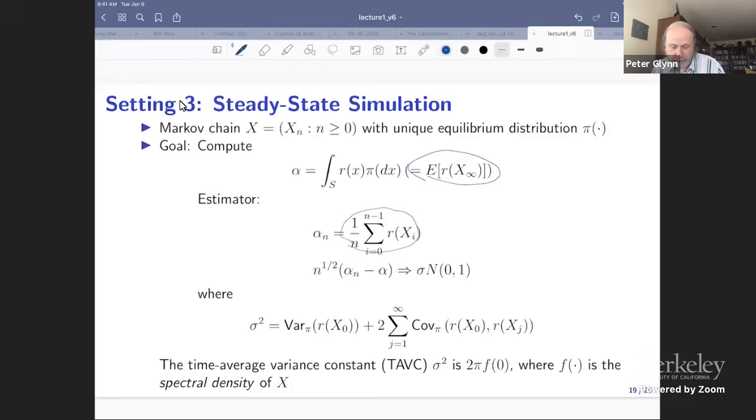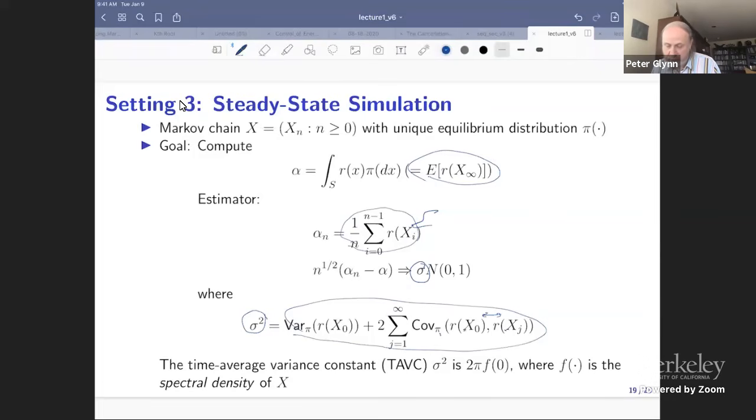There's also going to be a central limit theorem in great generality for that time average. But the challenge now comes in trying to estimate this variance constant sigma. The difficulty comes about as a consequence of the fact that these R of x_i's are correlated. As a consequence, the variance sigma squared involves this nasty infinite sum of covariances of the rewards taken j time steps apart. The jth term involves the covariance between r of x0 and r of xj. We're looking at rewards taken j time steps apart, and we have to sum up all of those covariances. So that time average variance constant sigma squared is a nasty object to try to estimate.